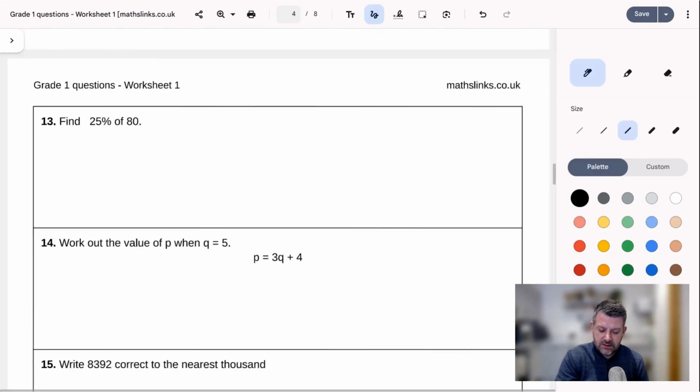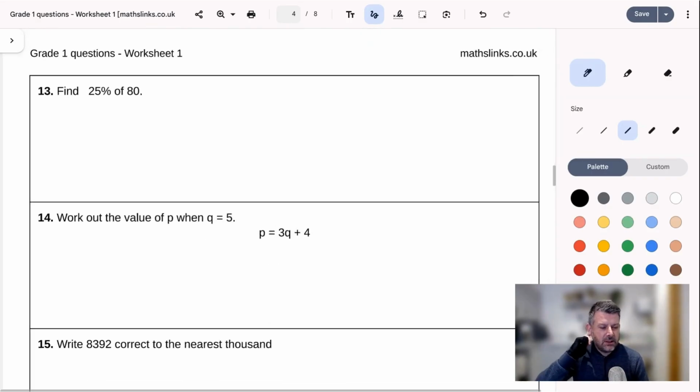Moving on to question 13. So we found 10% a minute ago. Here we're going to find 25%. So knowing that 25% is a quarter, it's the same thing as a quarter, and knowing that to find a quarter of something, you divide it by 4. These are nice skills to have.